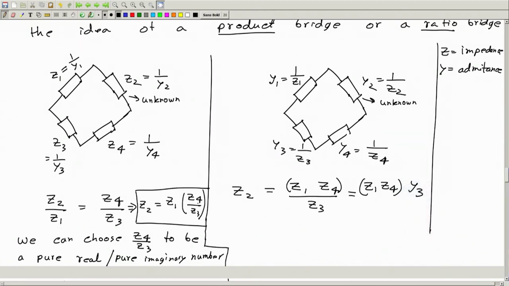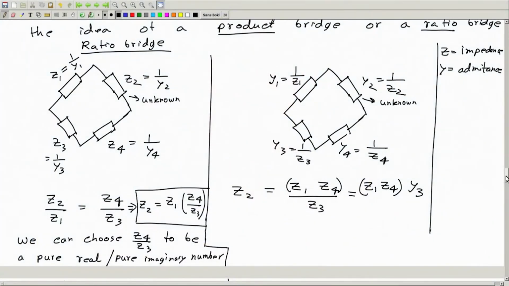Then we do not have to remember anything if we just do it this way, and this form of the bridge we will call the ratio bridge. Why? Because the ratio of 2 adjacent arms Z4 by Z3, we will choose it to be a pure real or pure imaginary number.